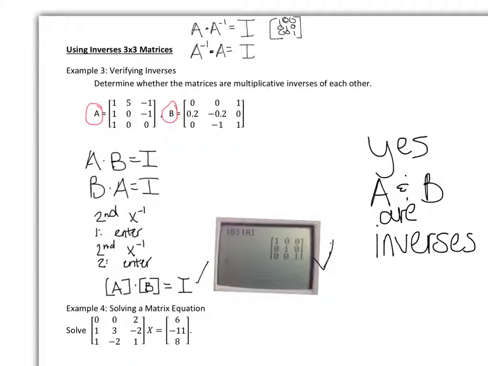Be proactive. Now, if you ever get that it doesn't equal the identity here or here, then the answer would be no. They're not inverses. Okay? Got it? All right.